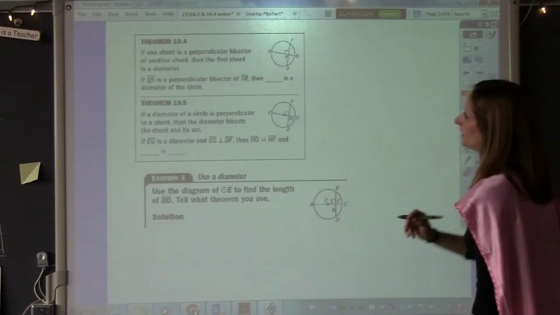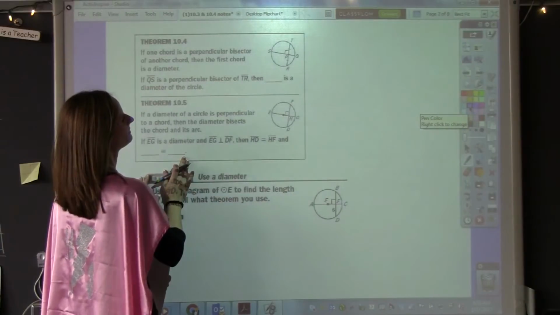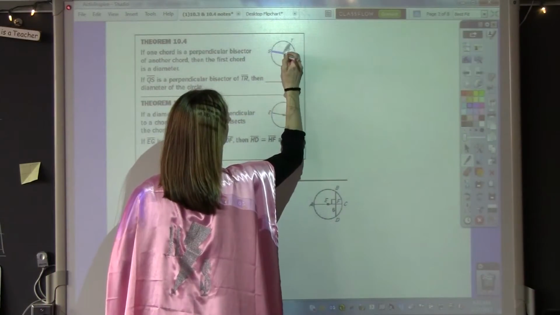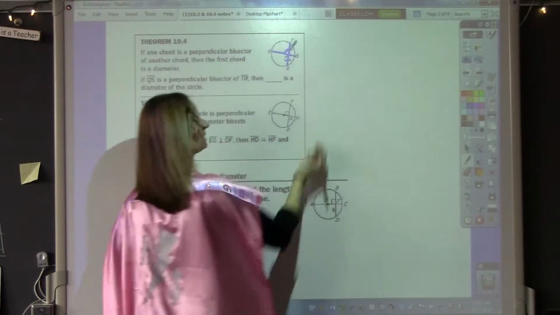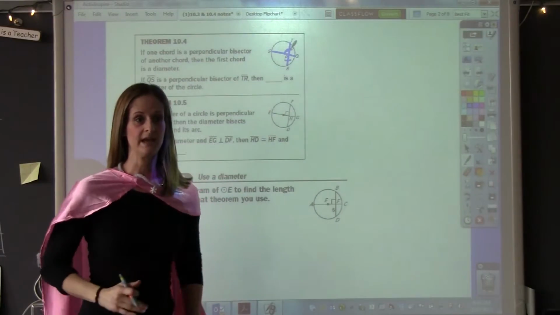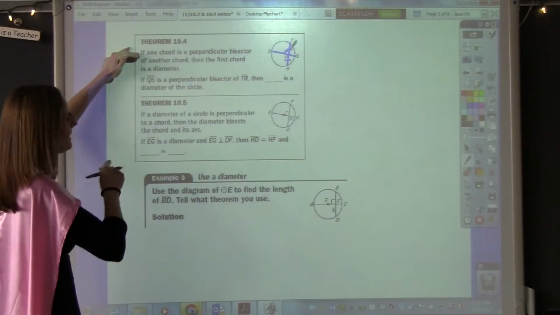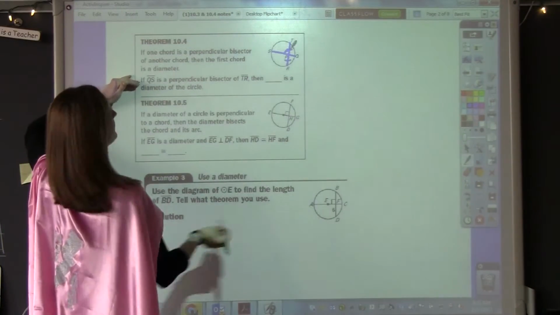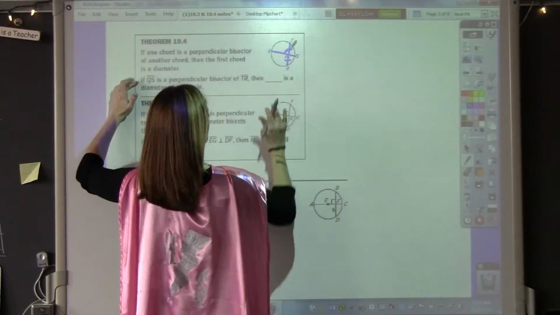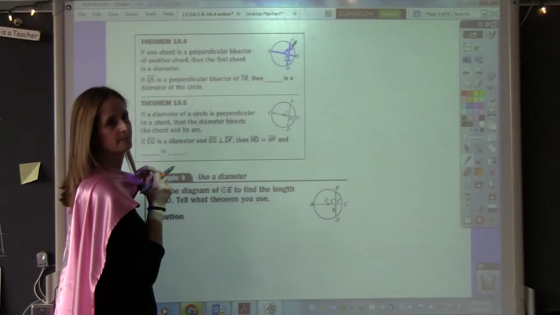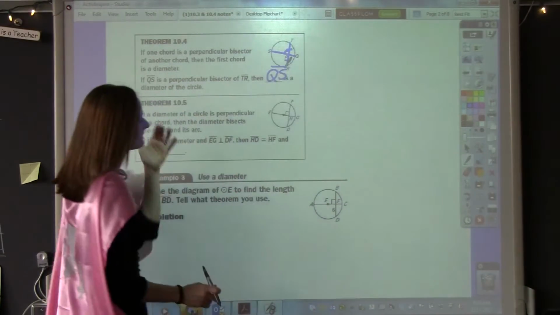Moving on. If one chord is a perpendicular bisector of another chord, so we take this chord, and we see that it cuts this chord directly in half, and it's perpendicular. It's a perpendicular bisector, cuts it right in half. If one chord is a perpendicular bisector of another chord, then the first chord is a diameter. So if QS is a perpendicular bisector of TR, then blank is the diameter of the circle. What should that be? QS.